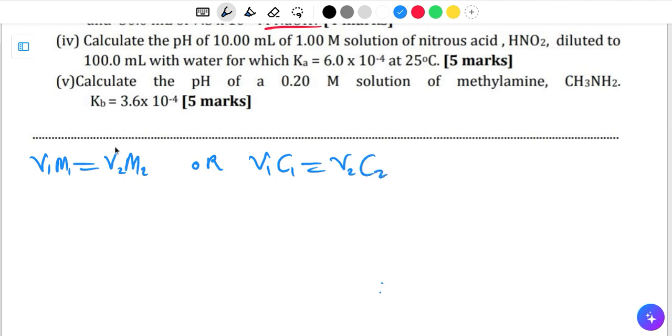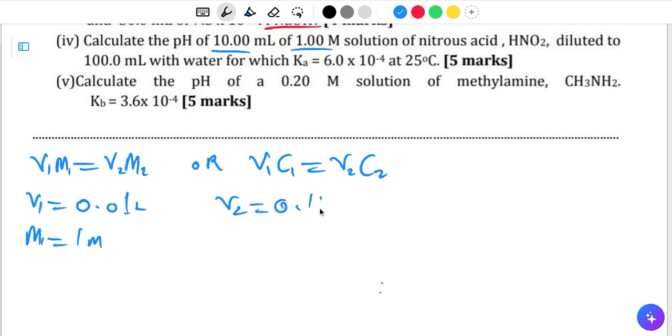So we have 10 mL of 1 molarity at first. So volume 1 there is 0.01 if you convert 10 mL into liters. Then molarity 1 is 1. What about volume 2? Volume 2 we have is 0.1 liters if you convert that. What about molarity 2? We don't have it.